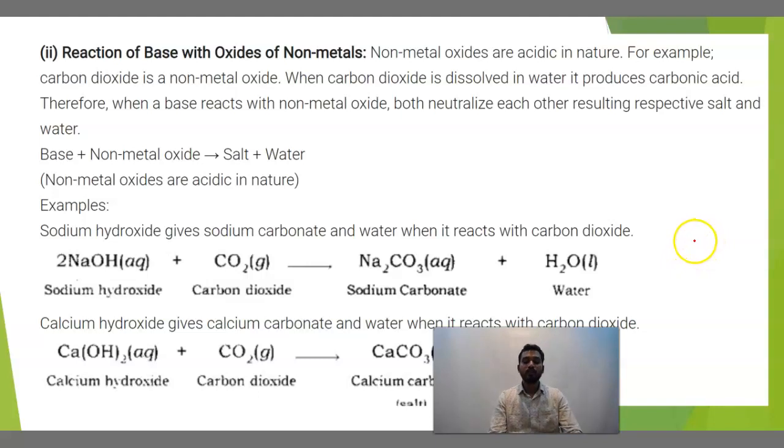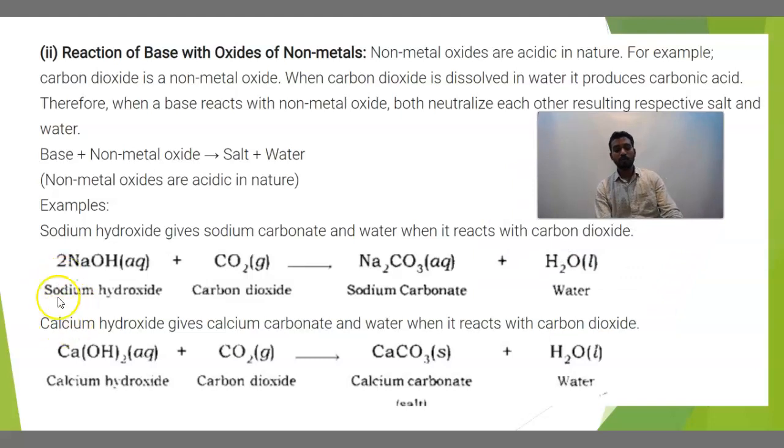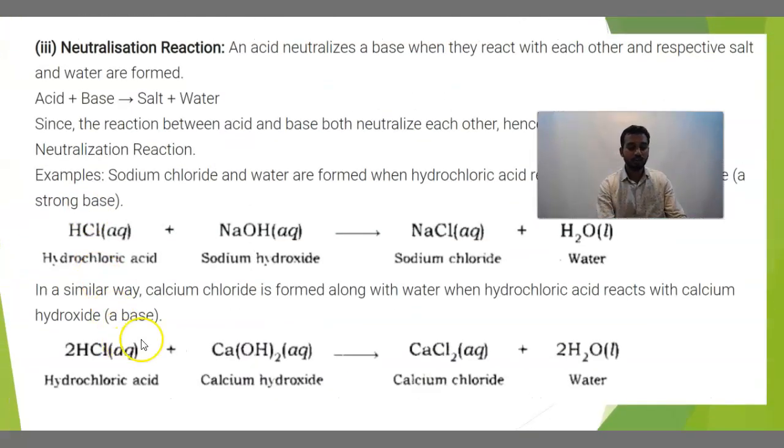Reaction of base with oxides of non-metals. We know that non-metallic oxide is acidic in nature. Example: carbon dioxide is a non-metal oxide. When carbon dioxide is dissolved in water, it produces carbonic acid. Therefore, when a base reacts with a non-metal oxide, both neutralize each other, giving the respective salt and water. Base plus non-metal oxide will give salt and water. Remember this, and remember these chemical reactions. It's important. Sodium hydroxide, this chemical reaction is very, very important.